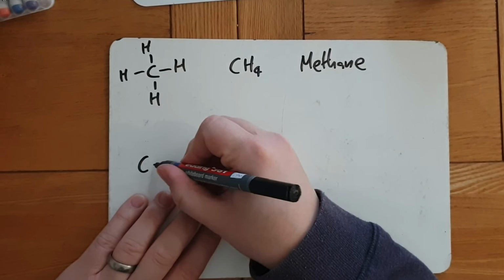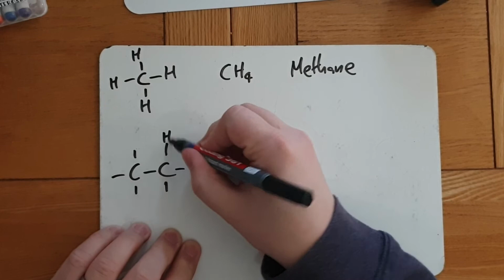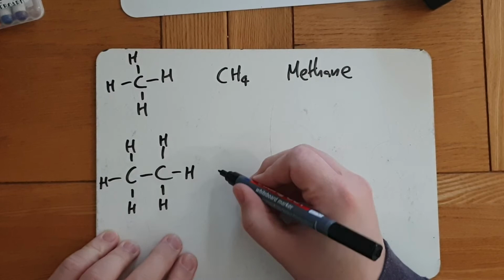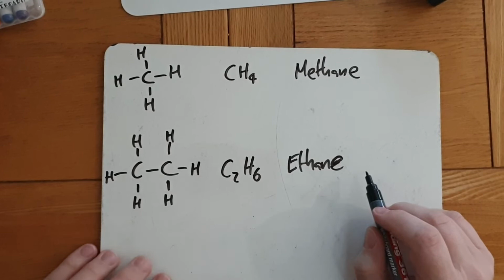So the next one, let's make the chain slightly longer. We've got 2 carbons. So carbon needs to have 4 bonds. This carbon's got 1, 2, 3, 4 bonds. This one has got 1, 2, 3, 4 bonds. So we're going to surround them with hydrogens. So the formula for this is C2H6. And this is called ethane. We'll come on to the name later.